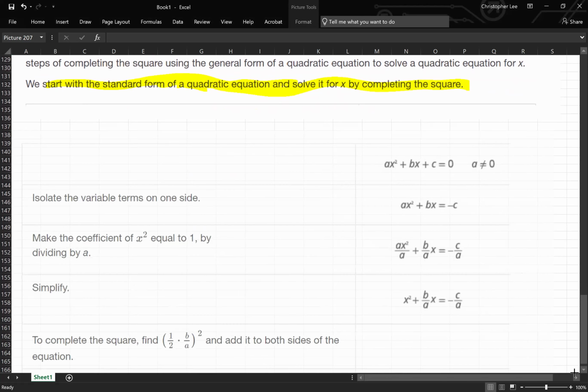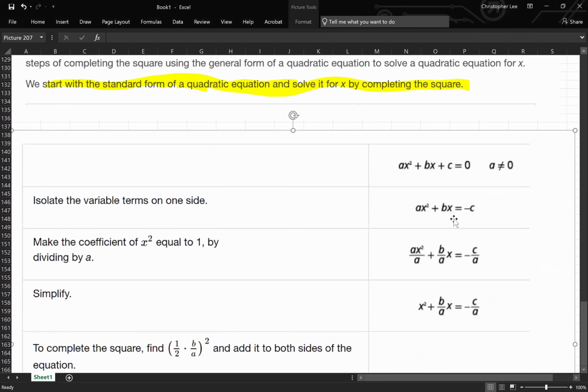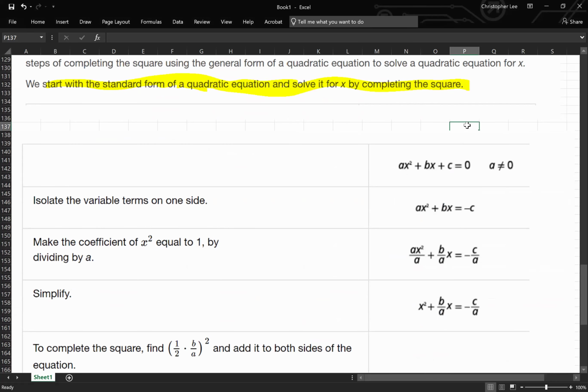So first, here's how we start this off. We have the standard form of a quadratic, which is ax squared plus bx plus c equal to 0, where a cannot equal 0. So remember how we complete the square. First, we want to isolate our constant terms on one side, keep our variables on the other. So we subtract c from both sides of the equation, right?